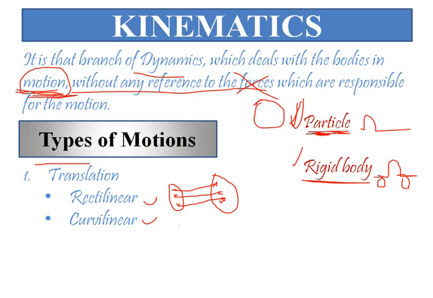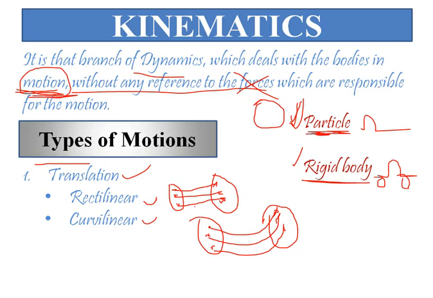And what is curvilinear? If the same body having some particles is moving in a curve shape, all the lines will still be parallel. All the lines are parallel, but it is moving in a curved shape, and for that we call it curvilinear motion. Simply, for translation, all the particle paths should be parallel, whether it is a straight line or a curve, but parallel to each other.